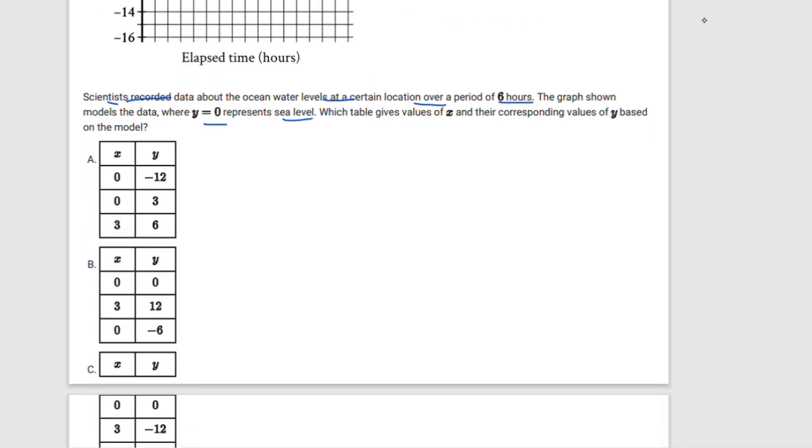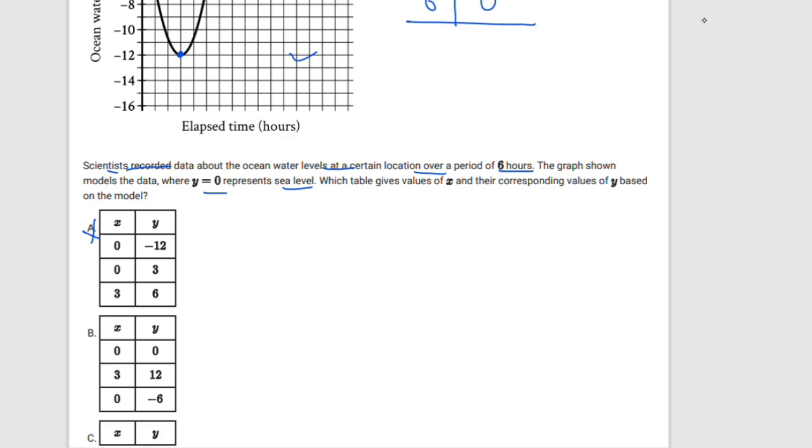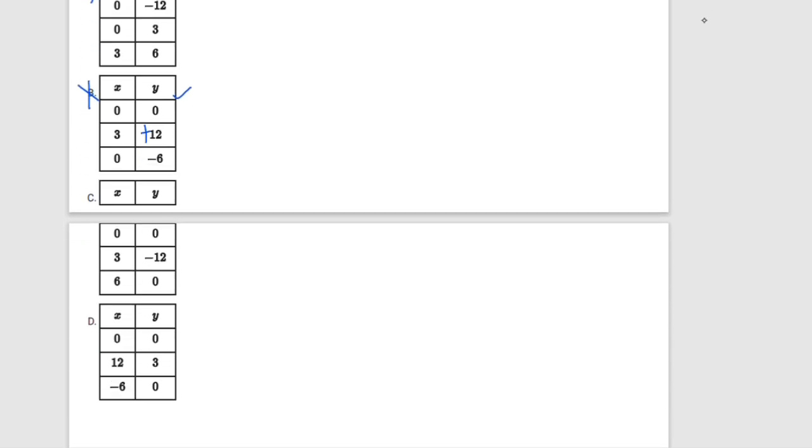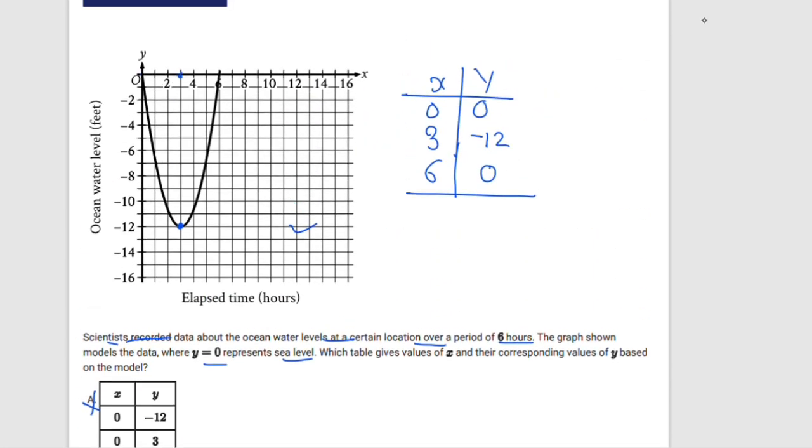At x equals 0, y equals -12. No. At x equals 0, y equals 0. Yes. At x equals 3, y equals +12. No, it would be -12. At x equals 0, y equals 0. At x equals 3, y equals -12. Yes. At x equals 6, y equals 0. Yes. So C matches. Let's look at D. At x equals 0, y equals 0. At x equals 12, no, this is not it. So here we see that C is our answer.